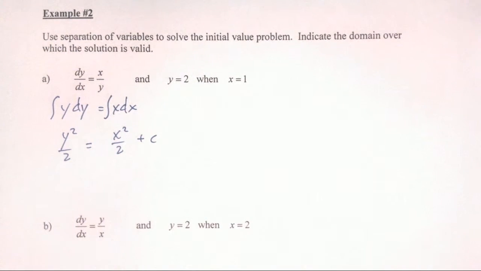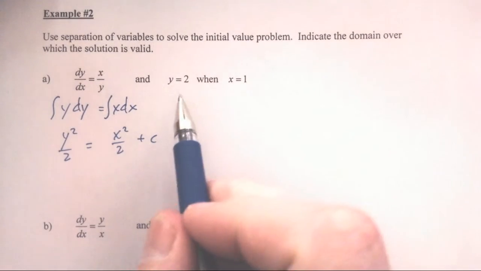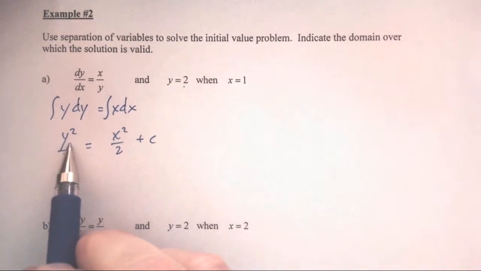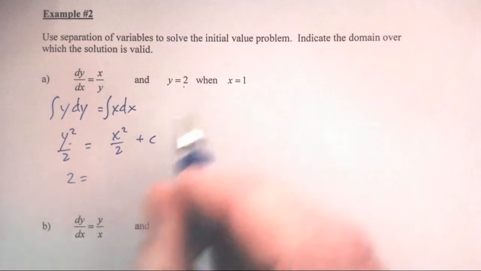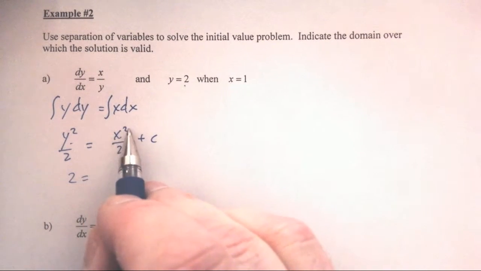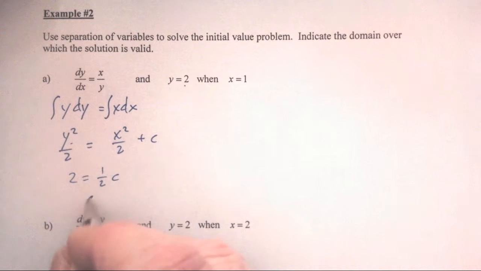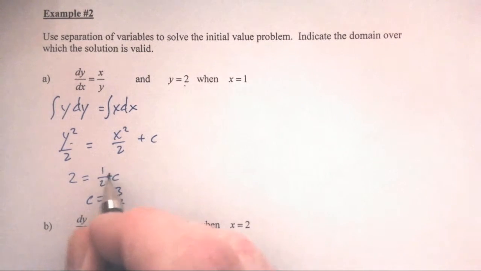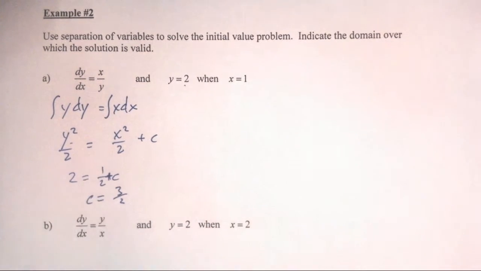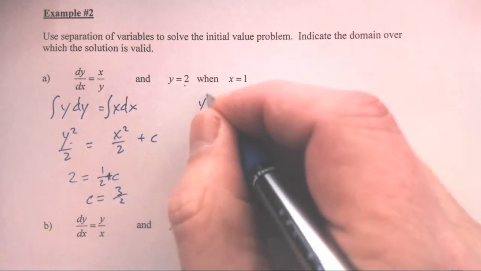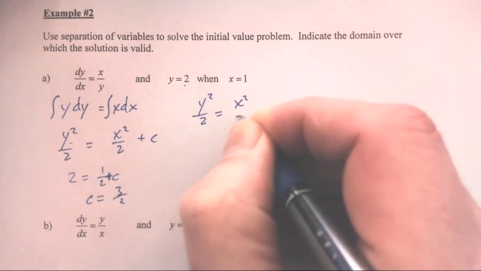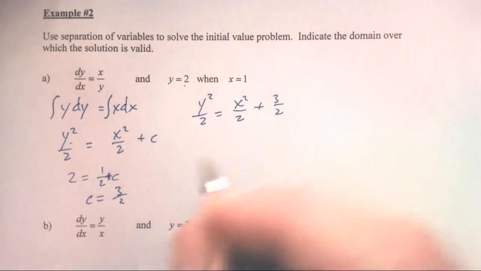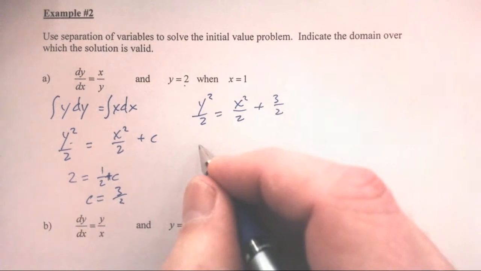Now, as soon as we're out of the integral, unless you see something that you really want to do to try to make things a little bit easier, we're going to go ahead and figure out what c is. So when y is 2, I get 4 on 2, 2. When x is 1, I get 1 squared on 2, 1/2, and we see that c is, this is a plus in here, subtract 1/2, c is 4/2 minus 1/2, 3/2. So we've got y squared on 2 is x squared on 2 plus 3/2. Let's solve for y.